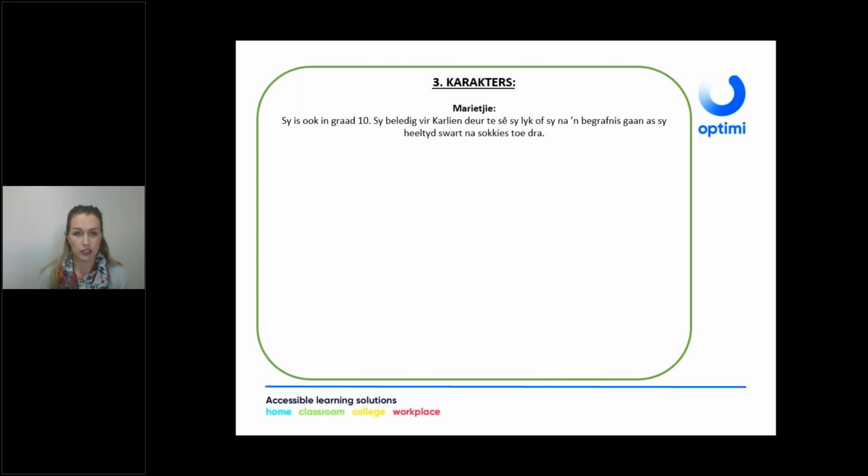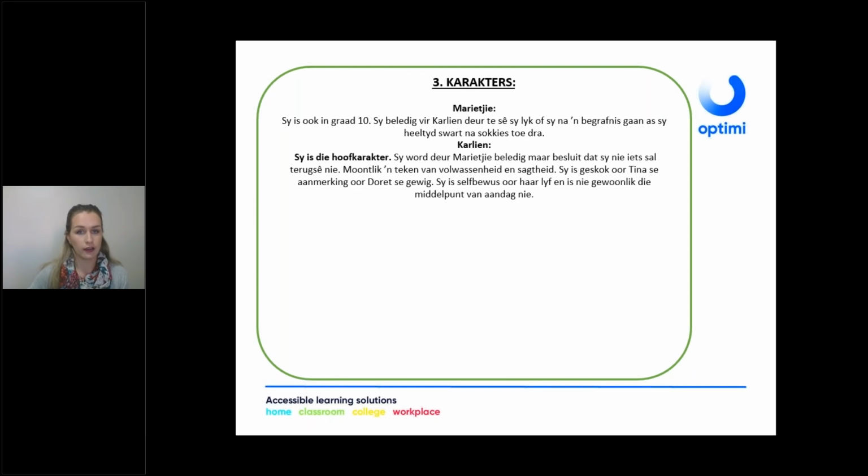She's also a grade 10 student. She insults Carleen by saying that she hopes that she doesn't wear black to this sokkie again because it looks like she's attending a funeral. Okay, and then we get to meet Carleen. Carleen is the main character of the story.